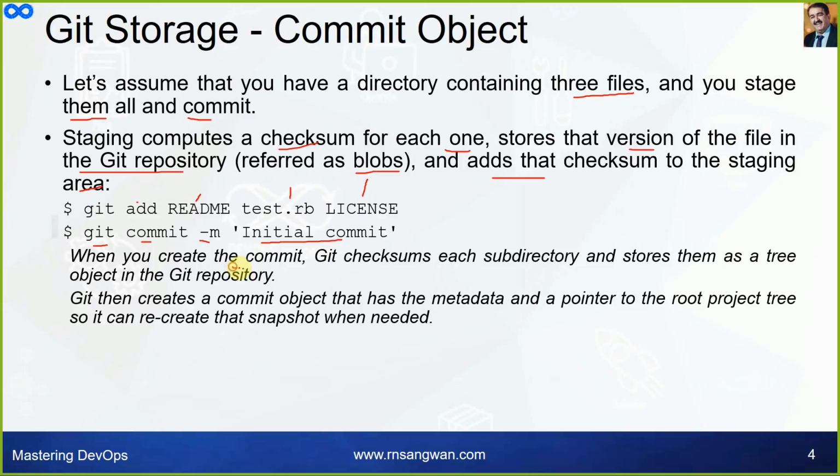When you create the commit, Git checksums each subdirectory and stores them as a tree object in the Git repository. Git then creates a commit object, what I was trying to explain in the previous slide, that is the metadata, the email address and all, and a pointer to the root project tree, so that it can recreate that snapshot when needed. Which essentially means that it is not actually making a copy of your data. That is the reason Git repositories do not consume as much space as the total file size. They are not copies of your files. They are snapshots and metadata so that you can recreate the file when required.